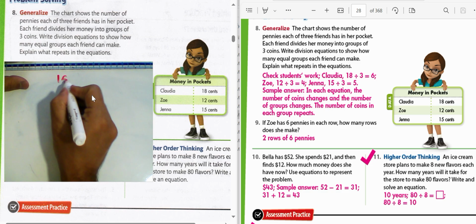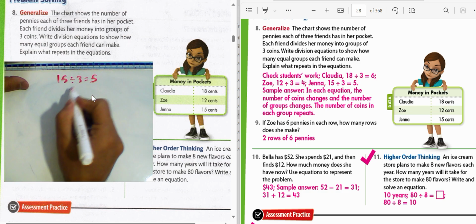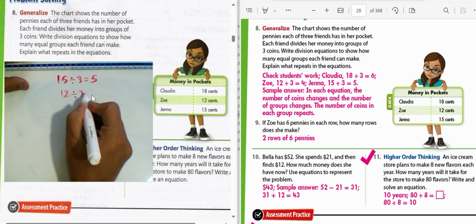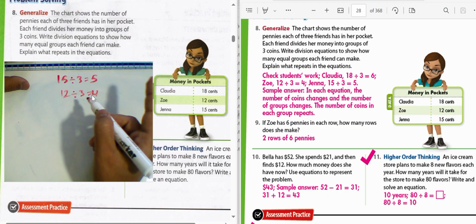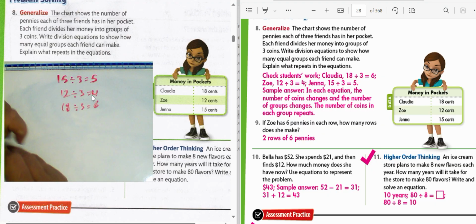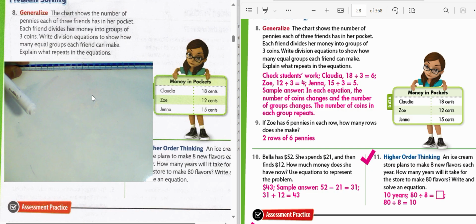We know 15 divided by 3 equals 5. Okay, it's the last one. Journey and Zoo, we have 12. 12 divided by 3 equals 4. And Claude has 18. 18 divided by 3 equals 6. That's its solution, and here is question number 9.